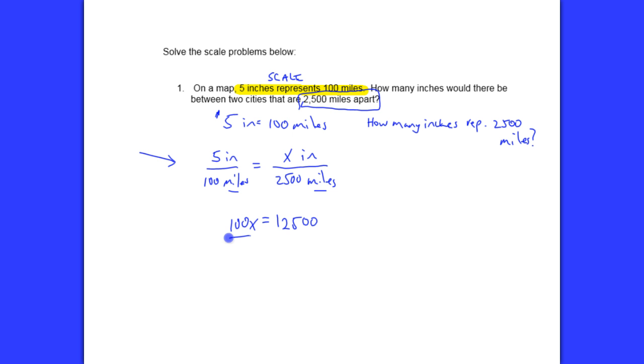Now remember what we learned in class. We divide by that number that's being multiplied right there. And we get x is equal to 125 inches. Why do I know it's inches? All I did is I looked back up at my original problem. Inches is there, and I know that is what we're solving for. So 125 inches on this map would represent 2,500 miles.